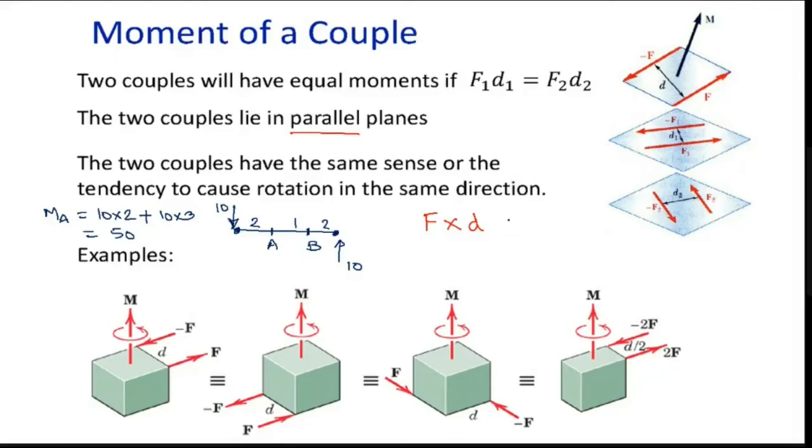So what happens if I take moment at B? This one is 10 into 3 plus this one is 10 into 2. Again, you'll get the same 50. So if it forms a couple, at any point in that couple, your moment is always the same. There is no difference in your moment. Even if we consider point C, which is at the center, you will get the same 50. So that is the importance of a couple.